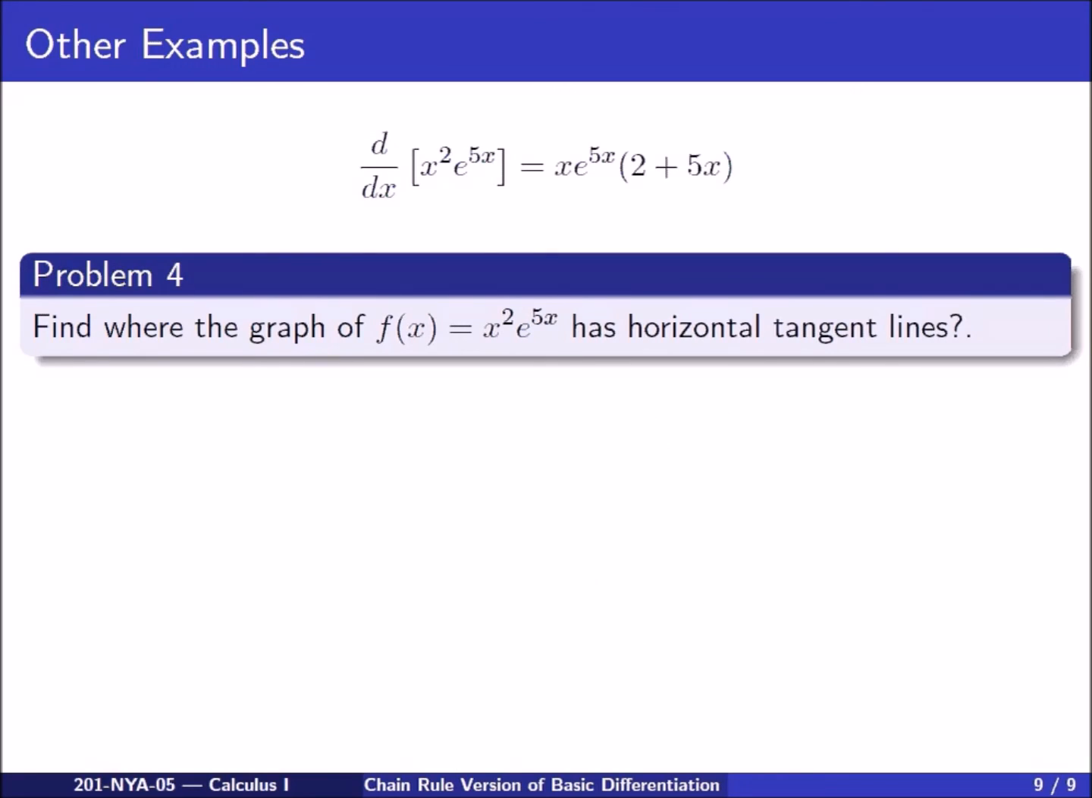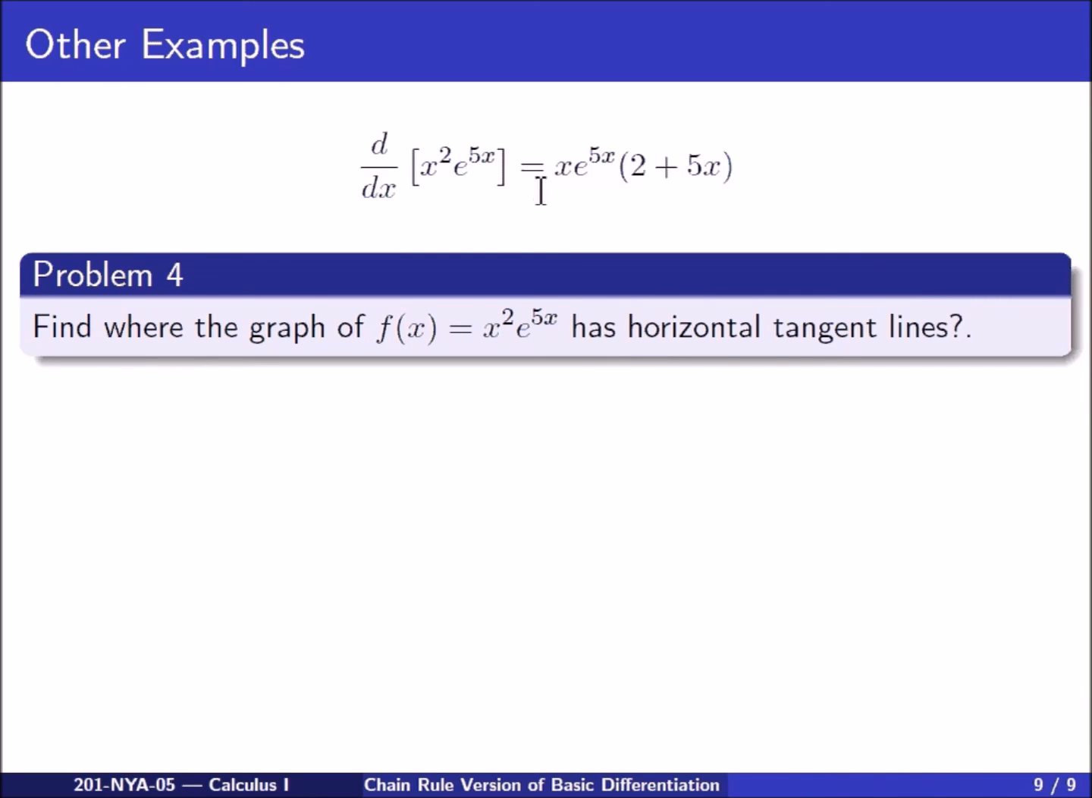The advantage of using a factored form for the derivative is that we can solve a problem like this one: find where the graph of this function has horizontal tangent lines. Horizontal tangent lines are interesting because those are places where you're likely to find maximums and minimums, and we will use those in an upcoming section. So we will maximize functions and minimize functions. All we need to know is where the tangent line is horizontal.